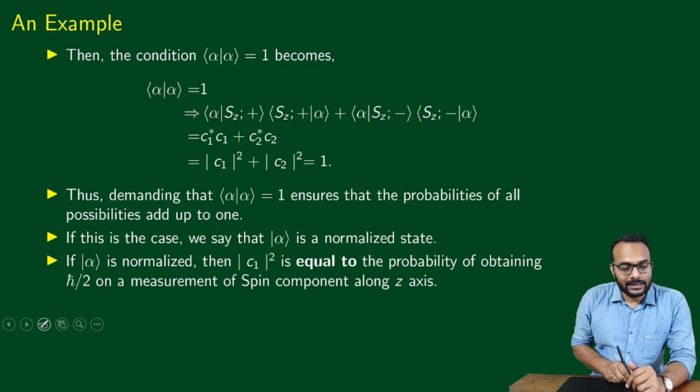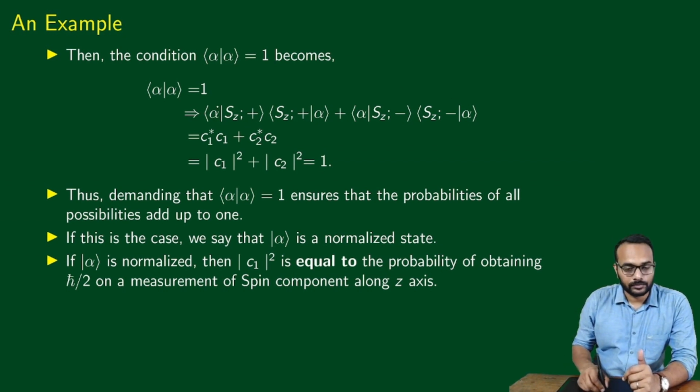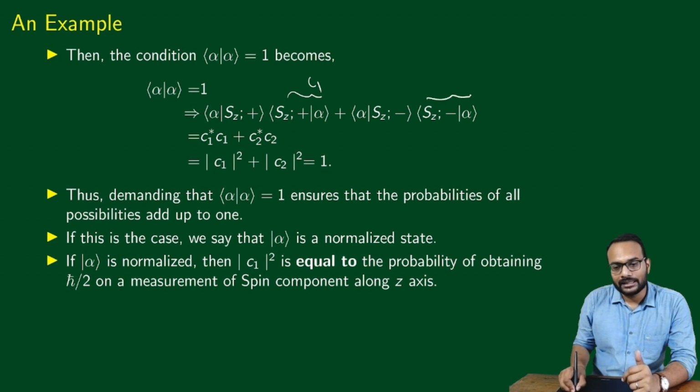So in this case, the condition that the bracket of alpha with itself equals 1 can be written as bra alpha ket alpha equal to 1. We found this bracket of alpha with itself, and it was equal to bra alpha ket Sz plus, multiplied by bra Sz plus ket alpha, plus bra alpha ket Sz minus multiplied by bra Sz minus ket alpha. Now we already had this: it is simply the component of alpha along the Sz plus direction. You had already called this C1 and this C2.